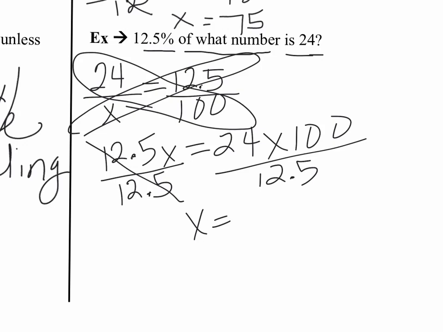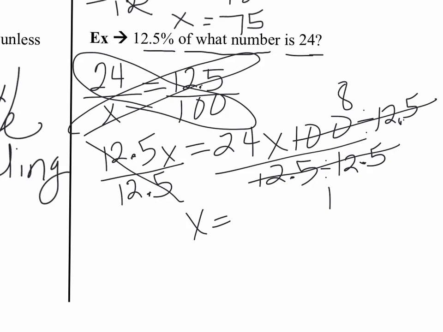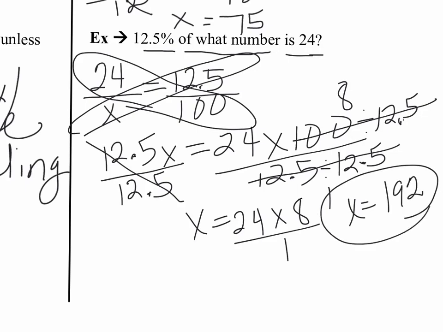If you will think back to when we learned our fraction decimal percent equivalents, 1/4 was 25%, 1/8 was 12.5%. So that should be an indication to you that yes, 12 and 5/10 will go into itself and it will go into 100 evenly. That's 100 divided by 12 and 5/10 is equal to 8. 24 times 8 over 1. 24 times 8, x is equal to 192. That is the answer.